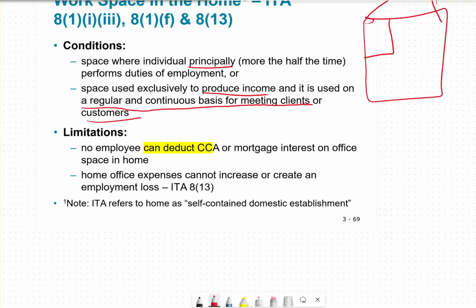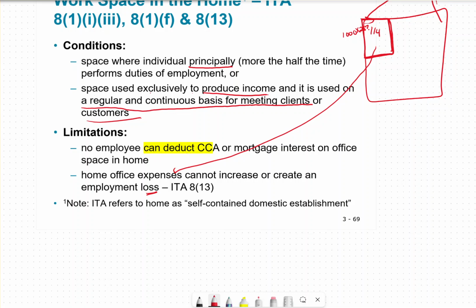Now, if you are an employee, no employee can deduct CCA or mortgage interest on the office space. So what you do is you're using part of the house, and let's say it's 1/4 of the house. You're allowed to deduct those expenses, and they cannot increase or create a loss. So let's say my utilities were $1,000 a month. I'm just making that up. 25% will relate to your home office expense. The other 75% is because you're living there. So you are only allowed to deduct what you're using for the office space.